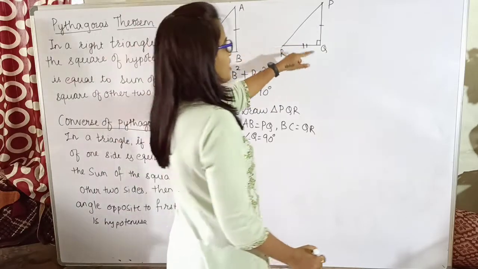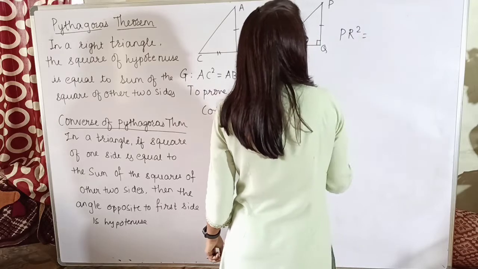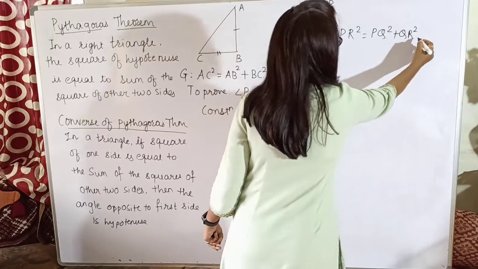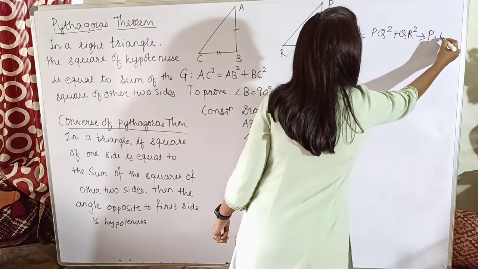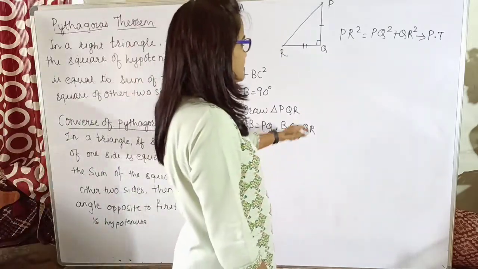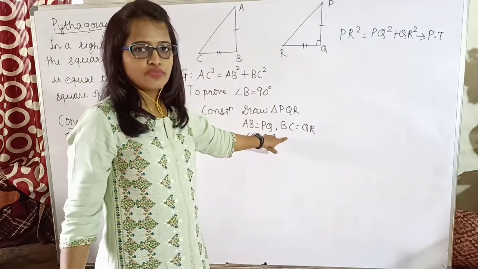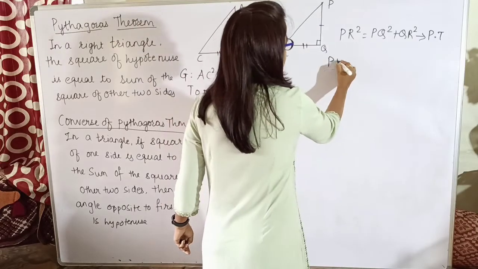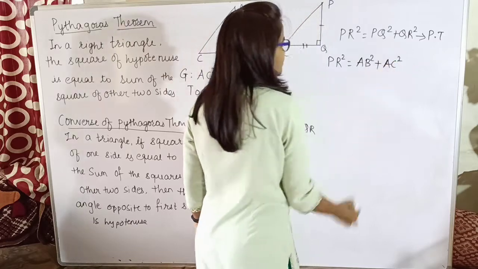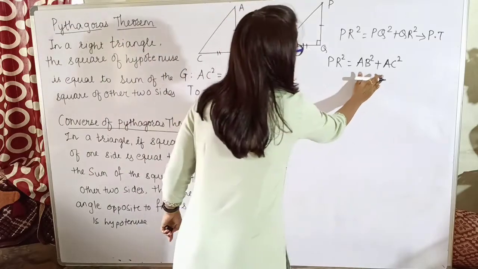Yes, so if PQR is a right angle triangle, can I write PR square is equal to PQ square plus QR square? Why? Just now we have proved our Pythagoras theorem. In a right angle triangle, hypotenuse square is equal to base square plus height square. Yes, but PQ is equal to what? AB. QR is equal to what? BC. Let us replace. So PR square is equal to AB square plus BC square.